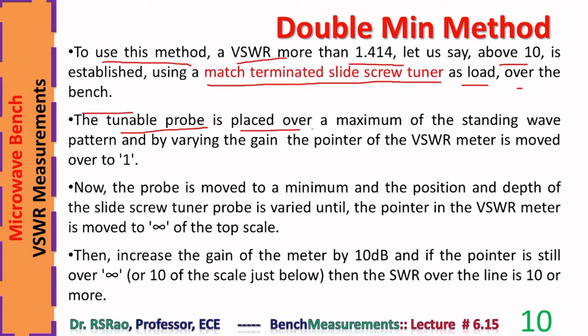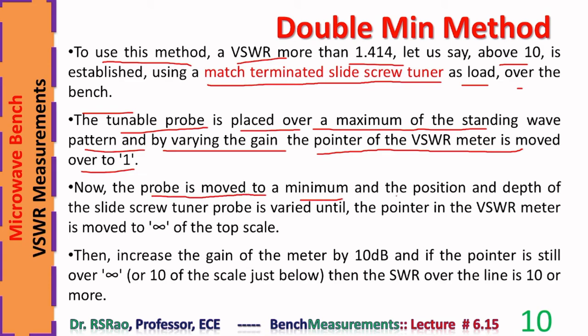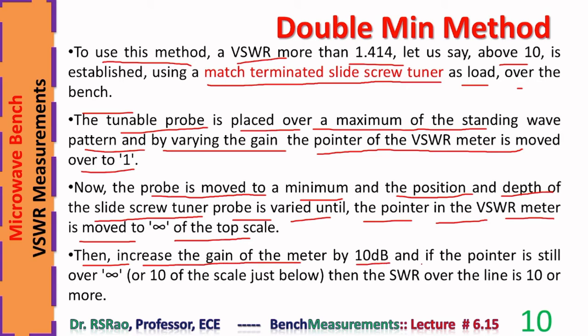The tunable probe is placed over a maximum of the standing wave pattern, and by varying the gain, the pointer of the VSWR meter is moved to 1. Now the probe is moved to a minimum, and the position and depth of the slide screw tuner probe is varied until the pointer in the VSWR meter is moved to infinity of the top scale. Then increase the gain of the meter by 10 dB, and if the pointer is still over infinity, or 10 of the scale just below, then the SWR over the line is 10 or more.